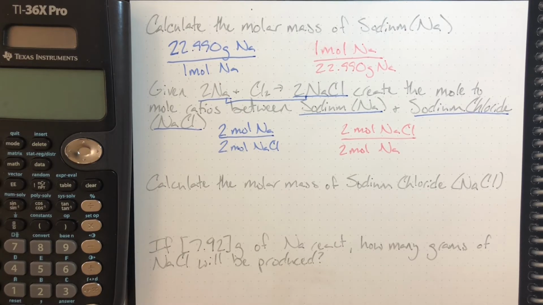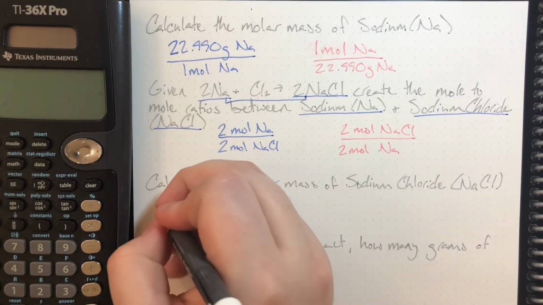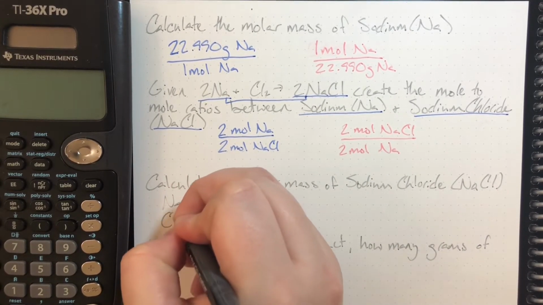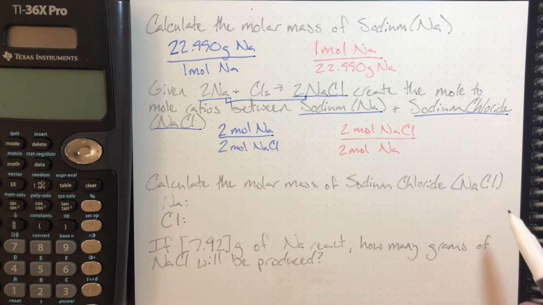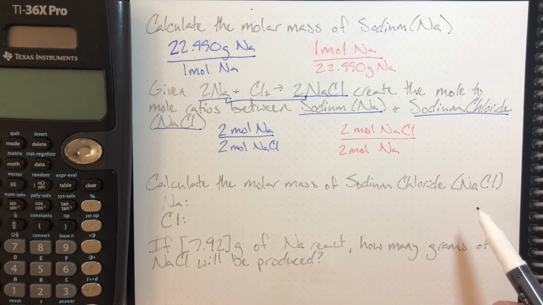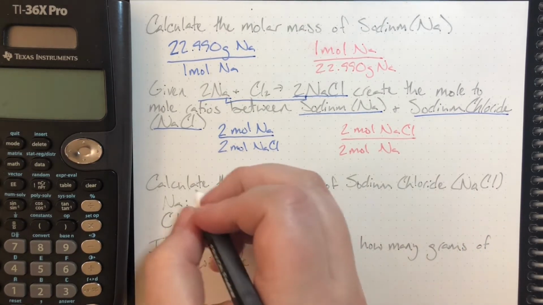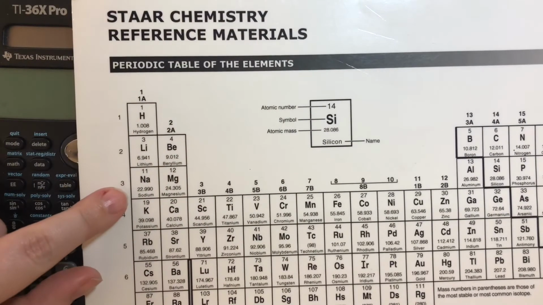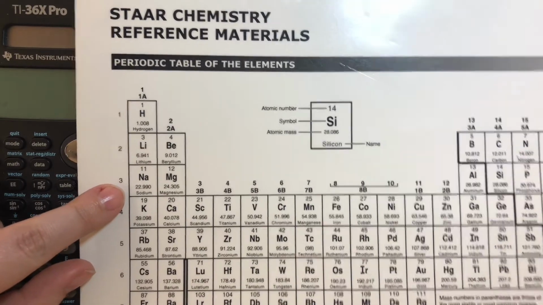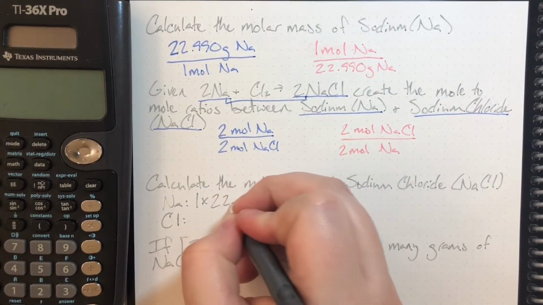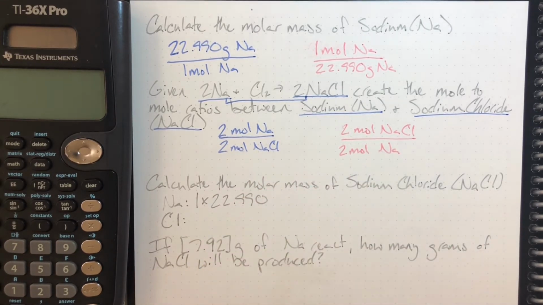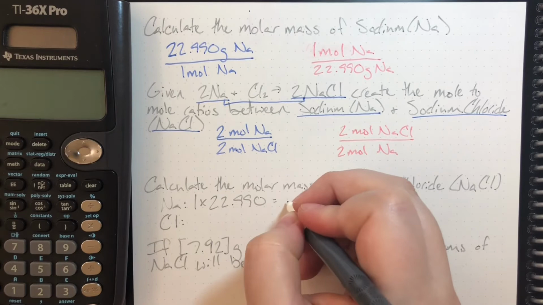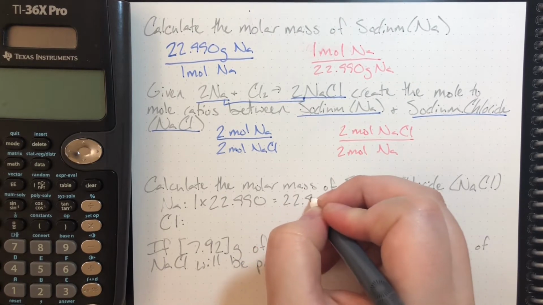Calculate the molar mass of sodium chloride. First up, I need to go ahead and write down everybody that's present. That's going to be sodium and chlorine. Then I will reference the formula to find out how many of each I have. I will look at the subscripts to do so. Sodium has an invisible subscript, so that means I have 1 sodium, so I will just take the mass of sodium directly off the periodic table. Mass of sodium from the periodic table is 22.990. 1 times anything will be itself, so 1 times 22.990 will give me 22.990.